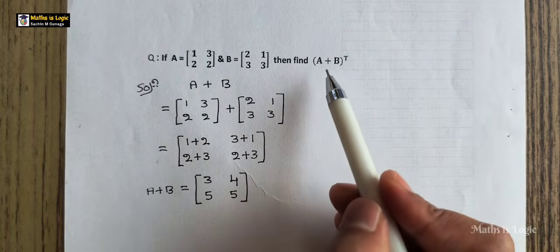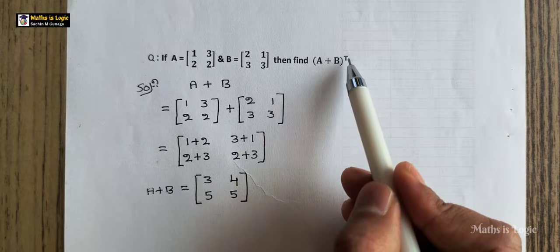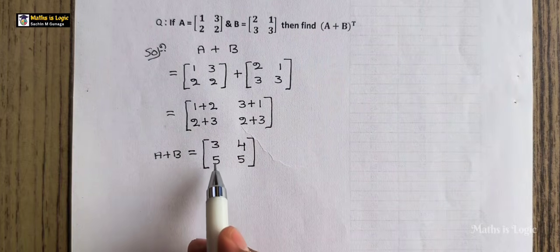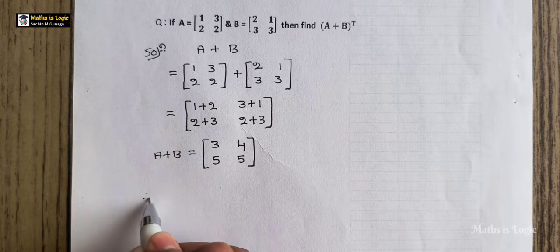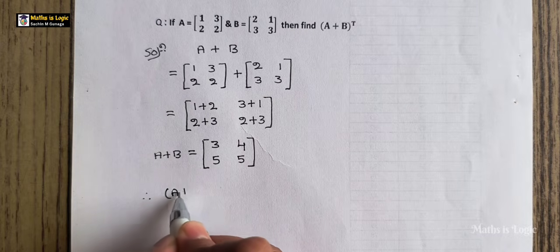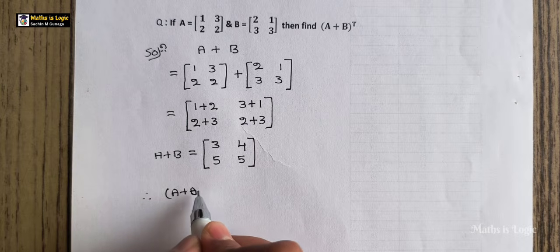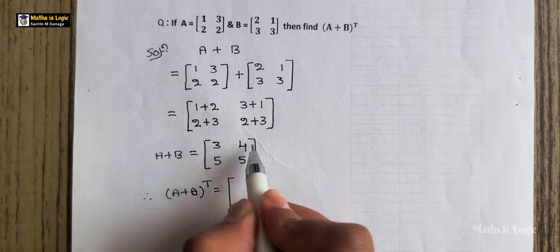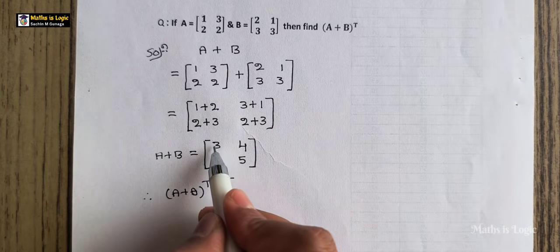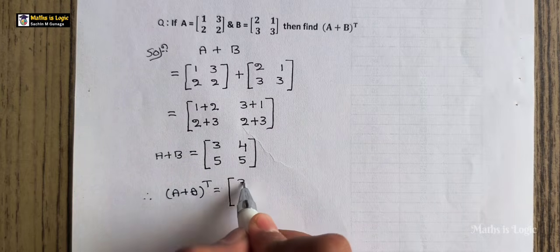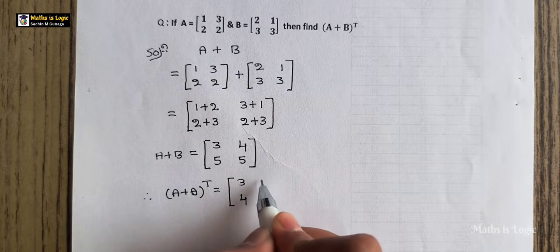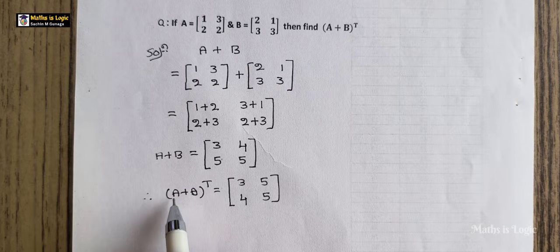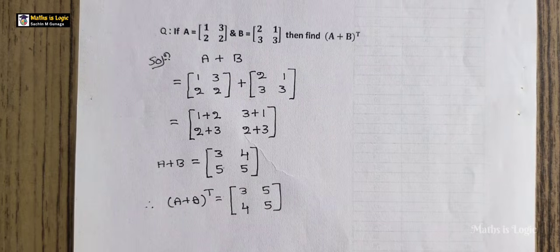But in the question what is given, we need to find out A plus B whole transpose, means transpose of this matrix. Already I told you how to take the transpose. Therefore A plus B whole transpose is equals to, transpose means we need to interchange rows in terms of columns. Therefore I am going to write first row as a first column and second row as a second column. So this is the answer of A plus B whole transpose.